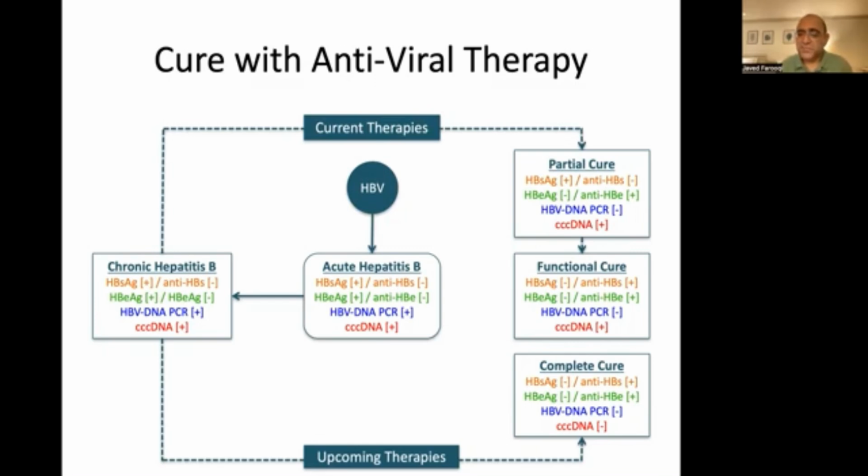With the current therapies, we can go till the partial cure or functional cure. We cannot achieve the complete cure with the current therapies. For that, we are expecting the upcoming therapies in the future, where functional cure and complete cure will be possible by clearing the hepatocytes of the cccDNA. So I hope I was clear in defining the response and how to evaluate the response.